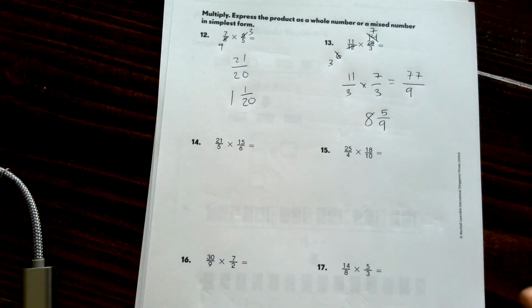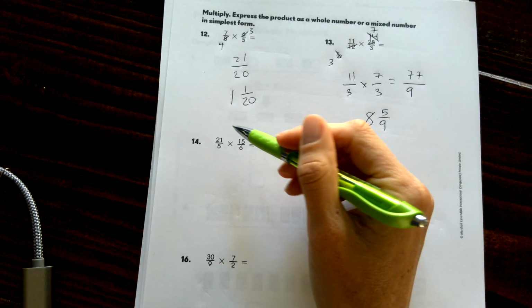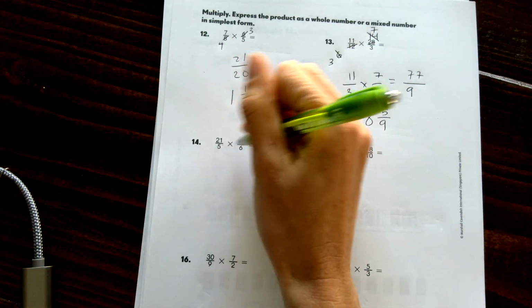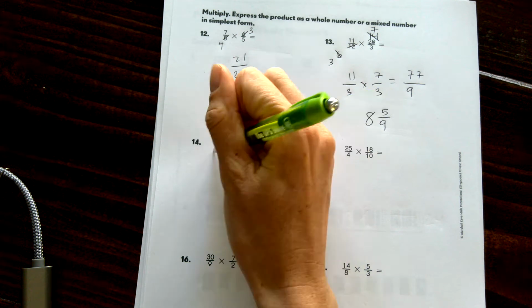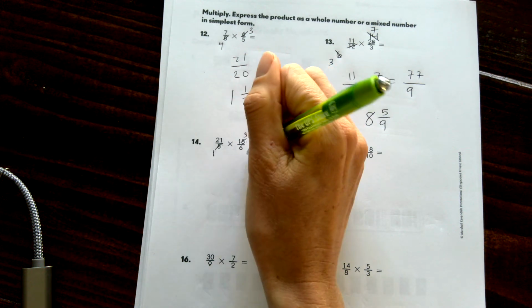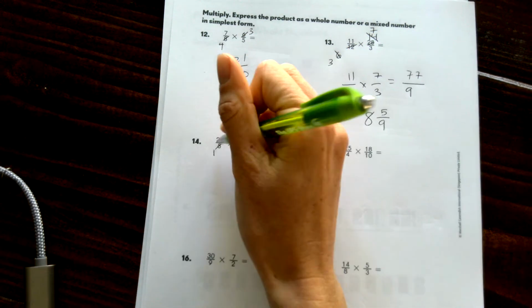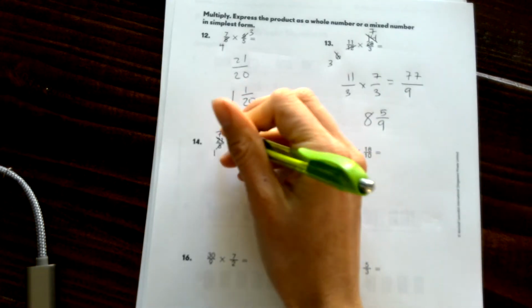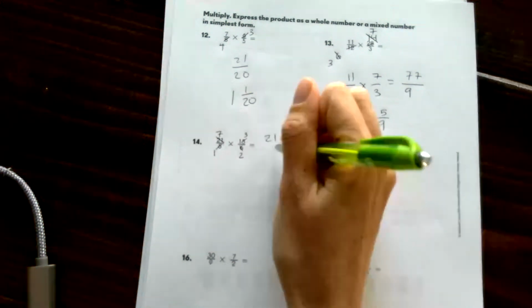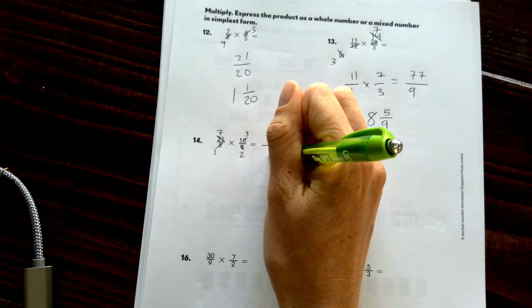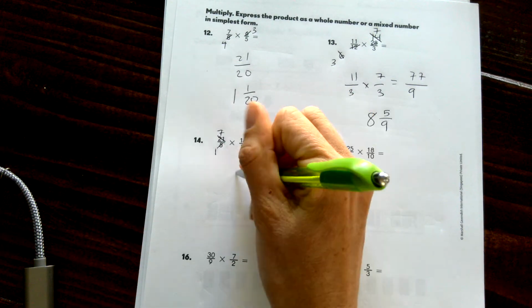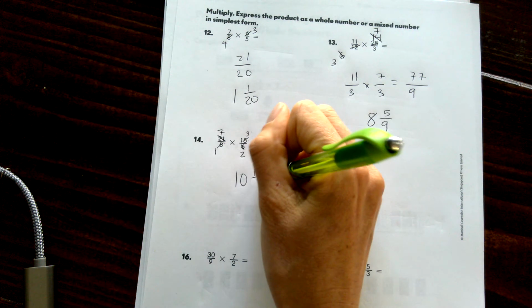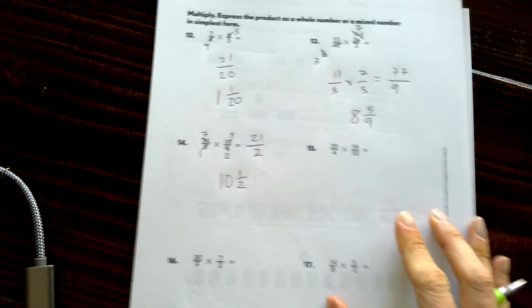All right, number 14. Woof. I see some here, right? 5 15ths becomes 1 and 3. 21 and 6 are both divisible by 3. So this is 7 and this is 2. I'm not seeing anything else here. 7 times 3 is 21. 2 times 1 is 2. 2 goes into 21 10 times, and I'm left with 1/2 remaining.